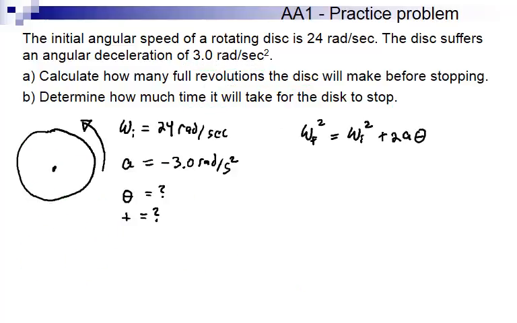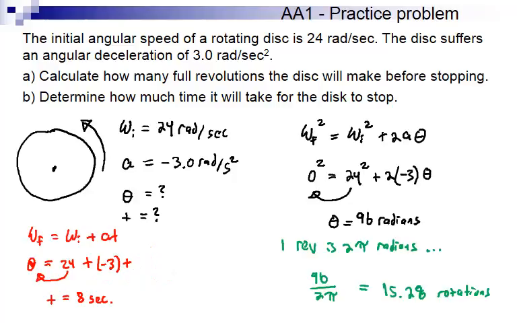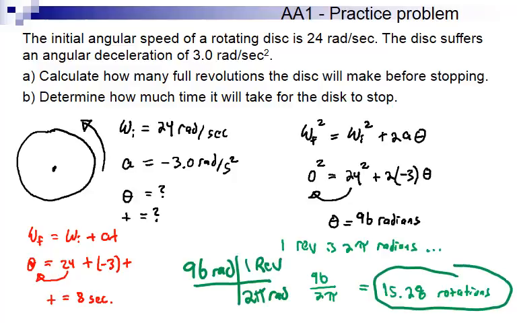All right, so for our angular displacement we should get 96 radians, which we'll convert to revolutions in a second. We can get a time of 8 seconds using another kinematic equation. And so, 96 radians. 2 pi radians, which is all the way around, is one full revolution. So this is going to make a full 15.28 revolutions as it spins and slows down to a stop. The final angular speed was 0.